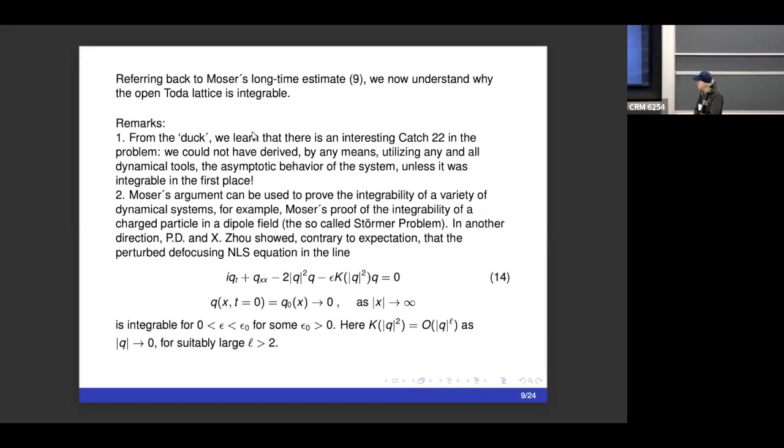Now, Moser's argument can be used to prove integrability of a variety of systems. For example, Moser's proof of the integrability of the charged particle in the dipole field. This is the so-called Störmer problem. In another direction, with Jin-Zhou, we showed, contrary to many people's expectation, that the perturbed defocusing NLS equation on the line, that's equation 14, with a perturbation parameter epsilon, is integrable for any epsilon less than some epsilon zero, as long as k of q squared goes to zero as q goes to zero faster than a power of 2. But it remains integrable no matter what you put in there, just subject to these criteria.